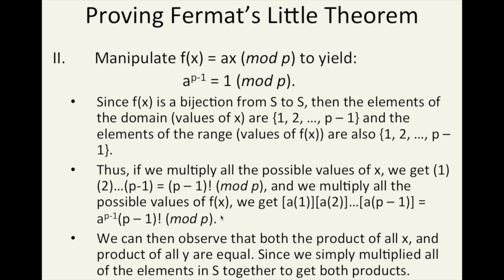So now the key observation is that since all the numbers in the domain of x are the numbers 1 to p minus 1, and they all only appear once, then for the range, or the values of f of x, it's also the same thing. It's all the numbers from 1 all the way to p minus 1, and each of those numbers also appears only once. So basically, if you're multiplying all the values of the domain and all the values of the range, you're going to get the same exact number.